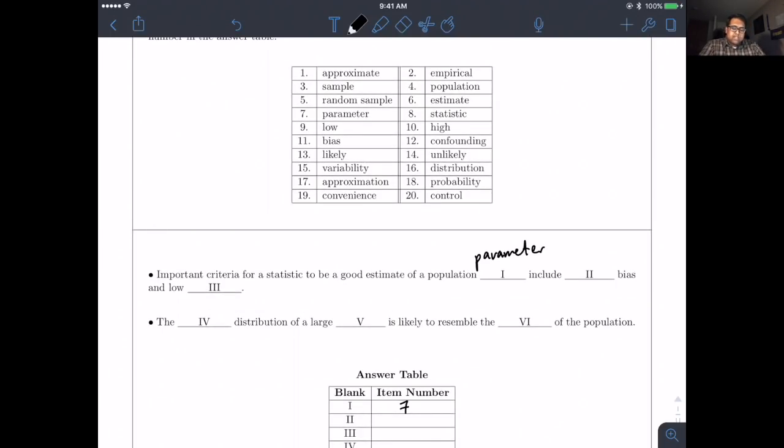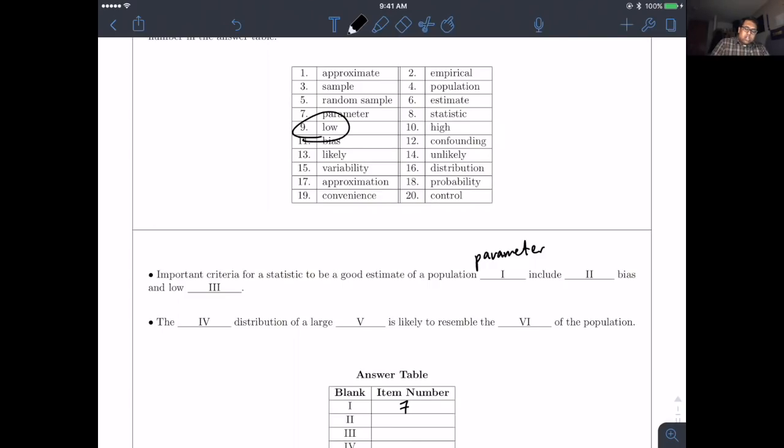So now next we have something blank bias, right? And then we look back to our definition of bias. What it means for something to be biased is that bias actually refers to the difference between an estimate of a value and the actual value, right? So if we want something to be a good estimate, we would want the difference between the estimation and the actual value to be quite low, right? Which by definition means we want low bias.